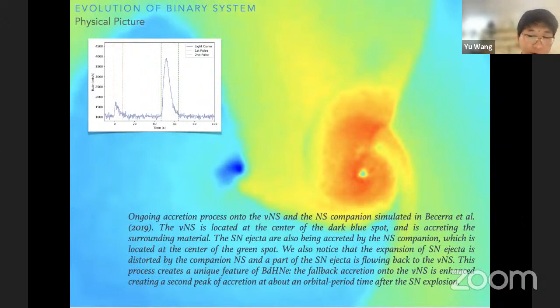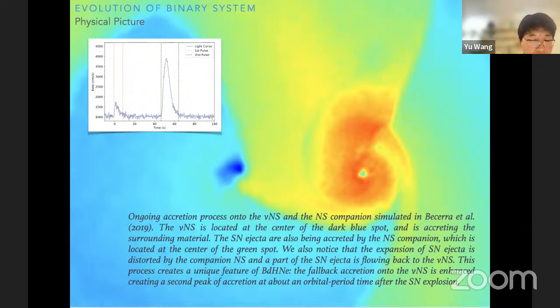But in the meanwhile, some matter falls back, leading to an accretion process onto the new neutron star, the blue part. This fallback accretion is significantly amplified by the companion neutron star. It alters the trajectory of a part of the supernova ejecta that flows back to the new neutron star. And this accretion rate onto the companion neutron star is about 10 to minus 3 solar masses per second. And this fallback onto the new neutron star is almost on the same scale, I think.